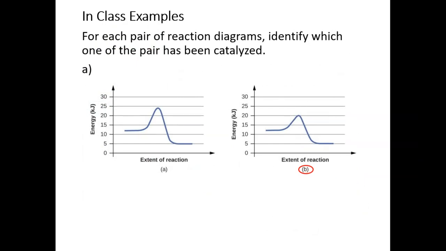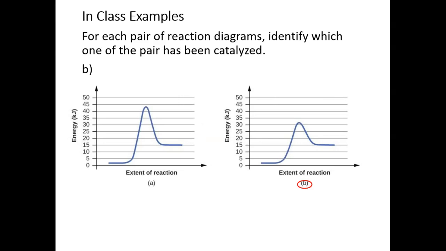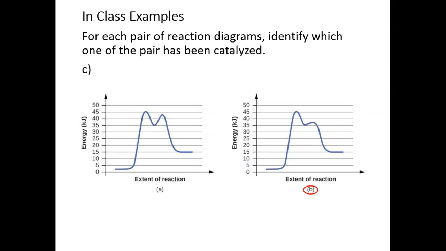Okay, look at these two reactions. There's one, and then there's a second one. Same reaction, both of them. Which one is the catalyzed one? The one with the smaller hill, right? Which one is the catalyzed one? B. They both have the same first hill, though, don't they? The second hill is a lot lower. Catalyzed. See, that's what I need you to know.